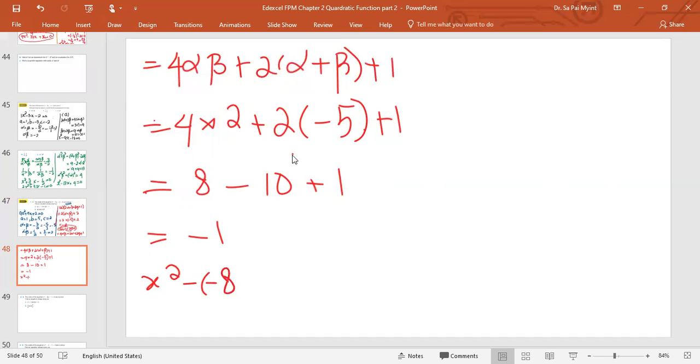So minus 8x. And product of the roots is, yeah, minus 1. Equals 0. What do you get? x squared plus 8x minus 1 equal to 0. Okay, this is number 1A.